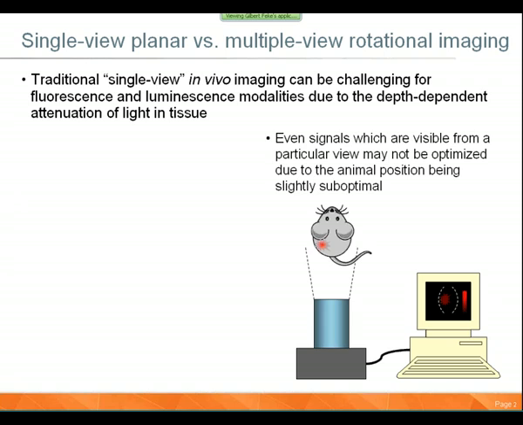Even signals which are visible from a particular view may not be optimized due to the animal position being slightly suboptimal. For example, ideally the molecular signal shown here would be aimed straight at the camera via the shortest path through the tissue, instead of having to cross a thicker path through the tissue as shown here, resulting in less brightness. Now, I should point out that X-ray imaging doesn't suffer from tissue-dependent problems like optical imaging. However, observation of endogenous or exogenous X-ray contrasts may be similarly suboptimal if the choice of animal angle causes obscuration of features.